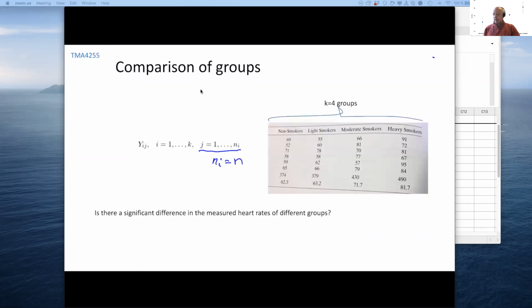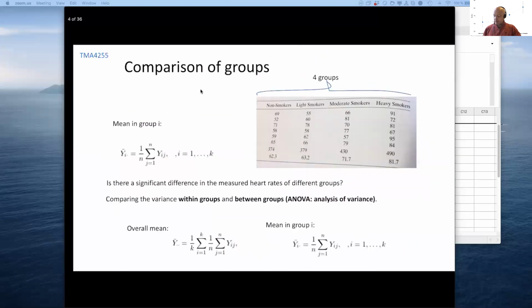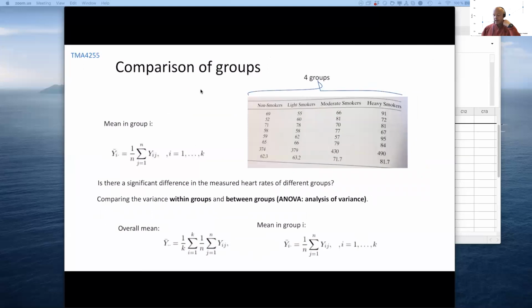Okay, the question is then if there's a difference in the groups, and can we reveal this difference by studying the variability in the groups and between the groups. So we can take averages in the groups, and then we can compare these averages with the grand average. And we can also compare the average with the different response variables in that group.